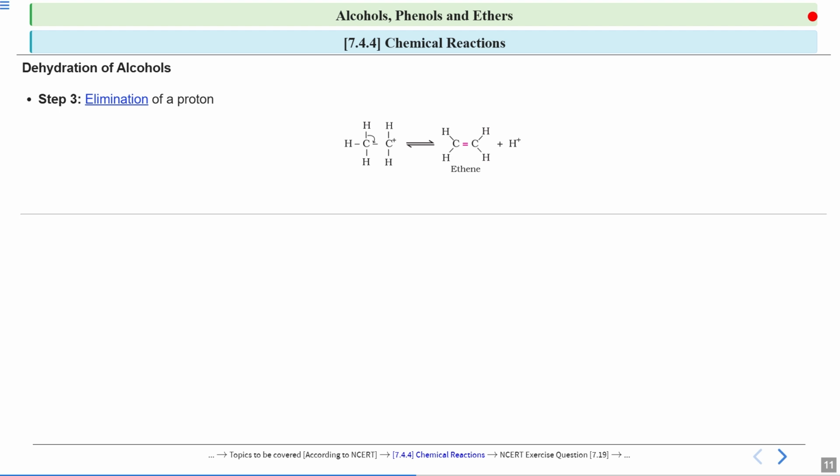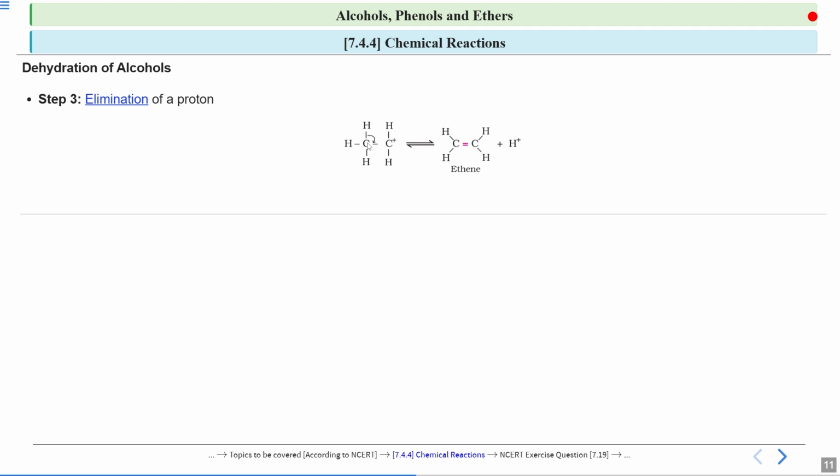Now, if you want to understand in simple words for writing the product, see here. To this carbon, your OH2 group was attached. That is, a carbon-oxygen bond was attached here. And here a carbon is attached with this hydrogen. So in dehydration of alcohols, your carbon-oxygen bond and your carbon-hydrogen bond are broken. Oxygen has gone here, so carbon is left alone. Here also hydrogen is gone, so this carbon is left alone.